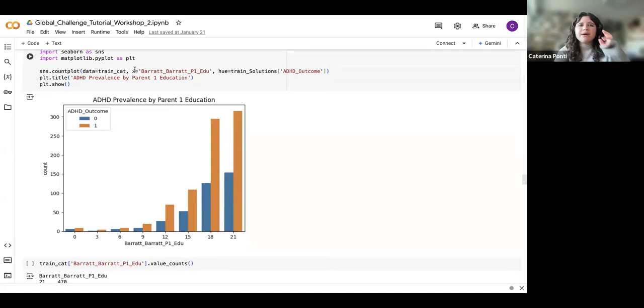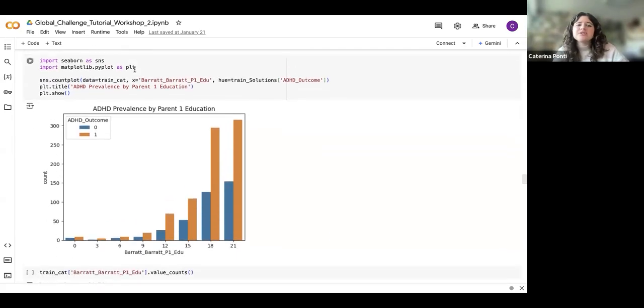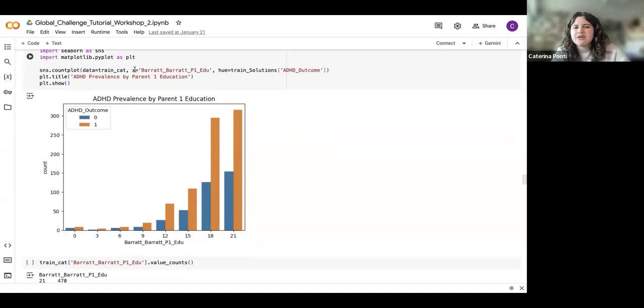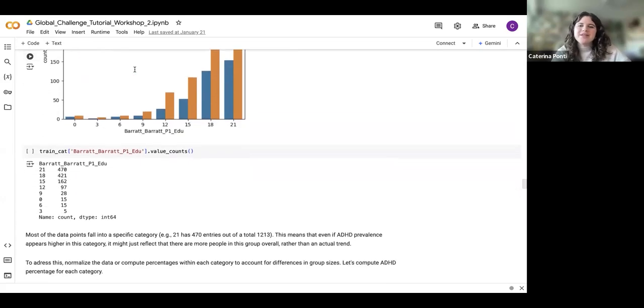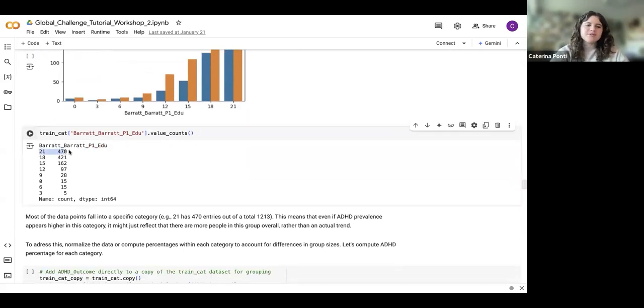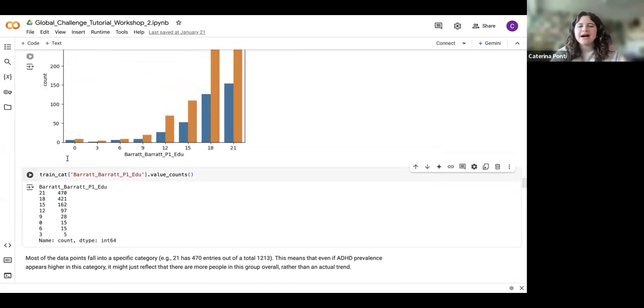So you might be tricked into thinking that most of the people who have a parent whose parent 1 education is, I think, a graduate degree, are going to have ADHD. So actually education is predictive of ADHD. Well, that's not entirely true, because if you go back, and you probably already knew, but I just want to make sure that's clear. If you go back into the value counts, most of the subjects in this data set fall into the 21 category, the higher education category, the parent 1 higher education category.